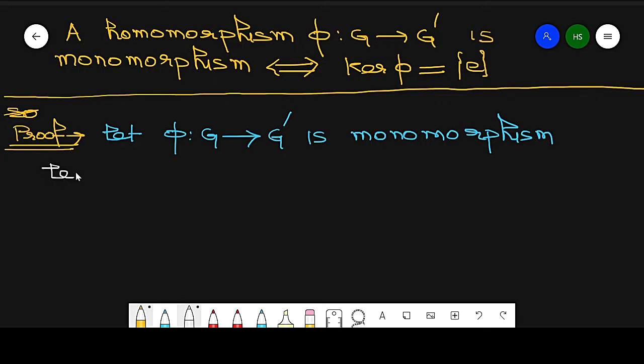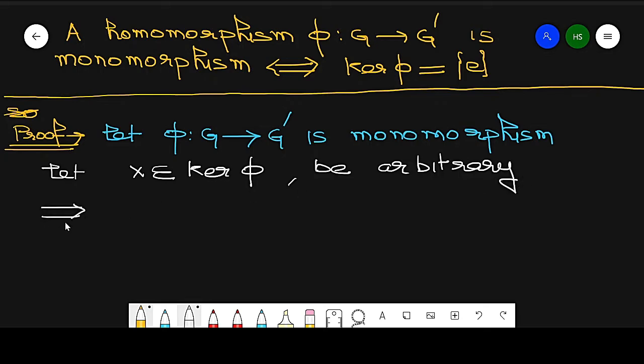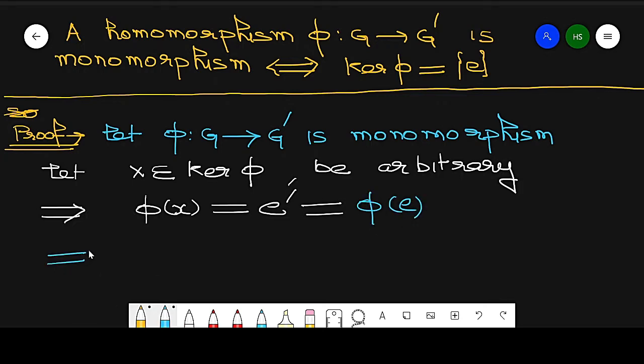So I take X as an arbitrary element from kernel of phi. Let X belong to kernel of phi be some arbitrary element. So it implies phi of X is equal to E dash. Since phi is a homomorphism, E dash can be written as phi of E by property of homomorphism.